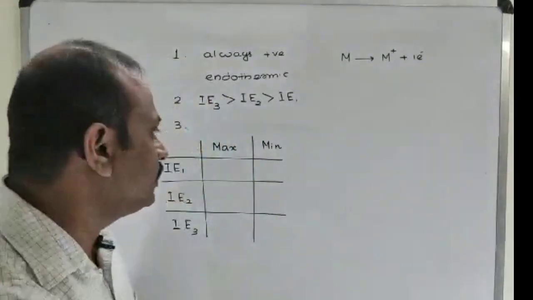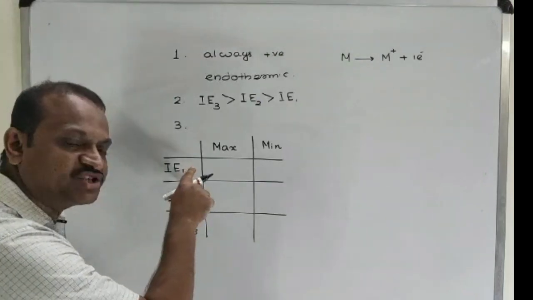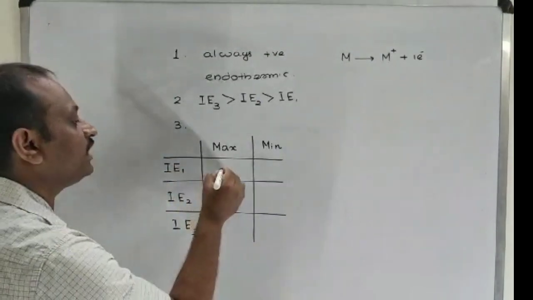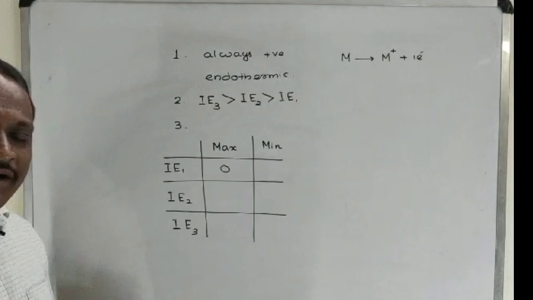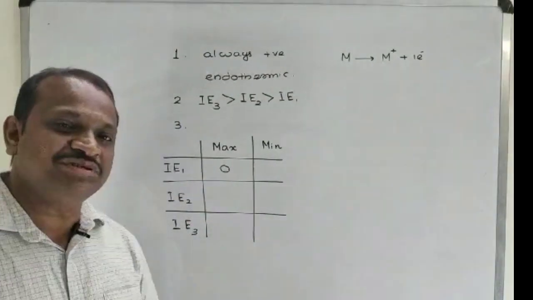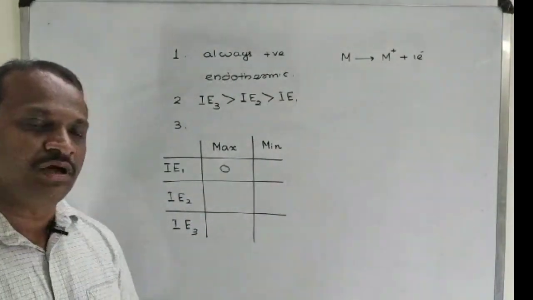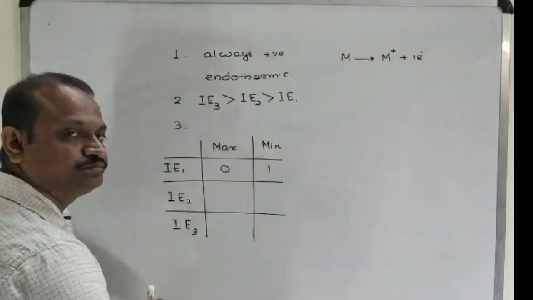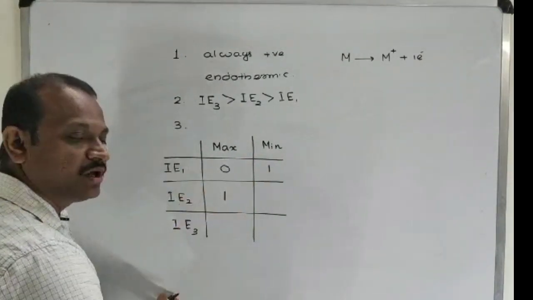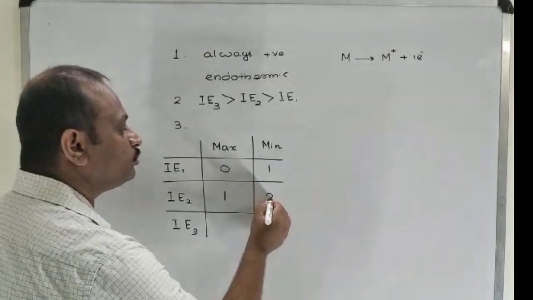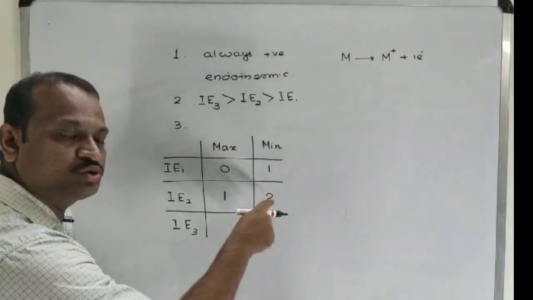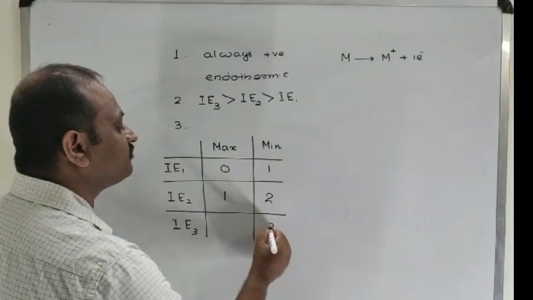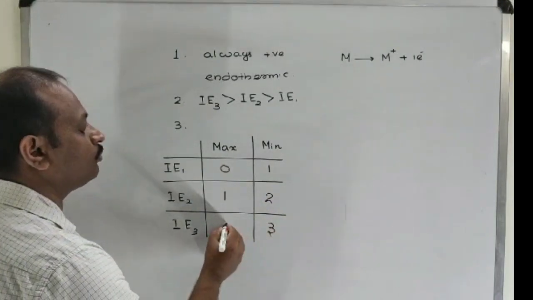So what I am writing here, see, IE1 is maximum for noble gas. So I am writing here 0. If you write 0 here, the next numbers can be easily predicted. Add 1 everywhere. So here it is 1. Here also 1. Here add 1, so it will be 2. Add 1, it will be 2. Here add 1 again, 3. Here add 1 again. So what will we have?